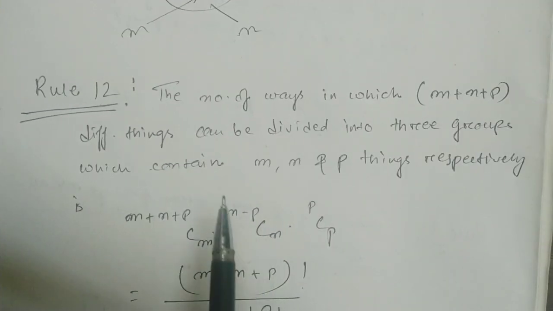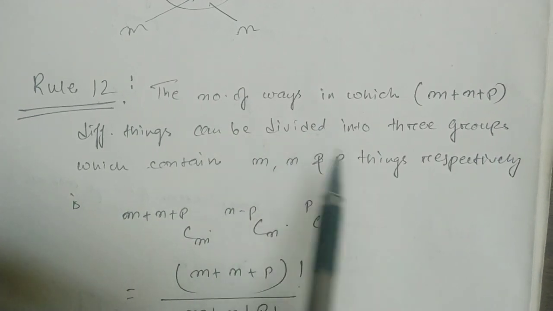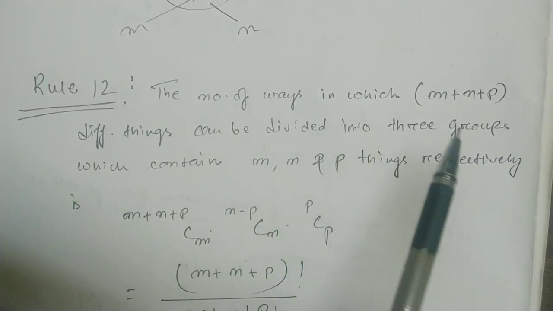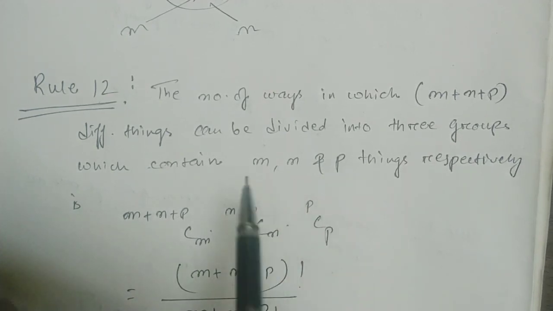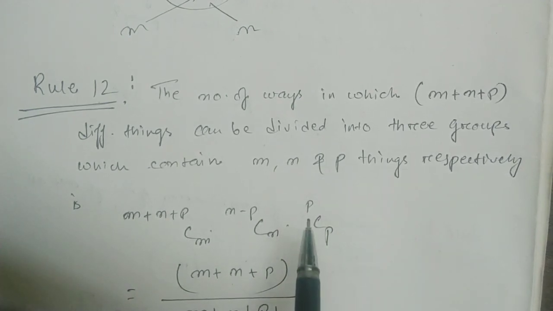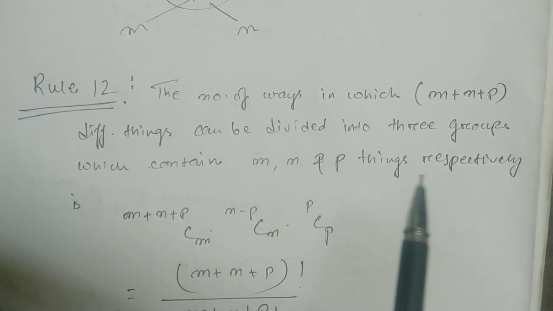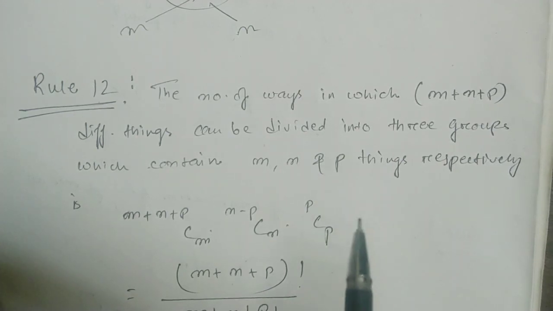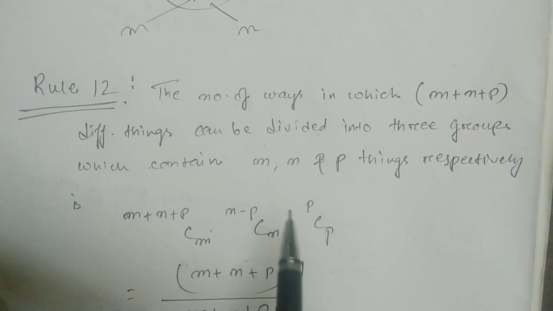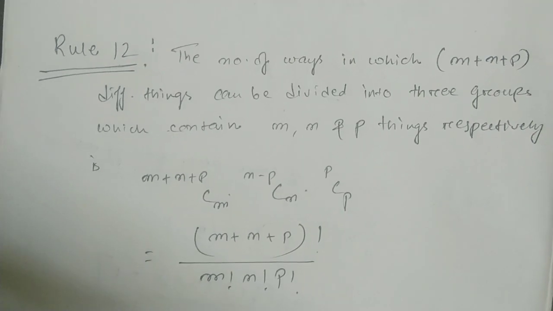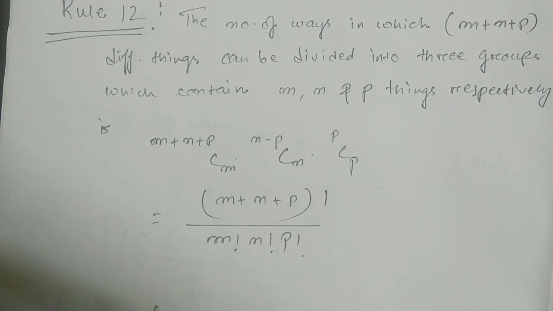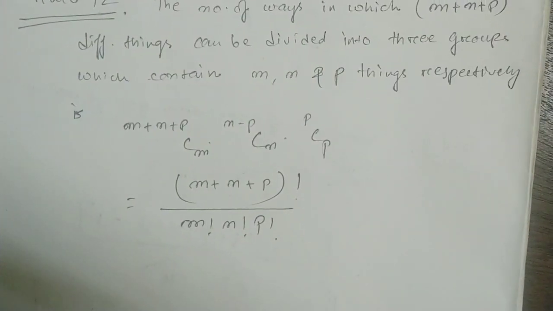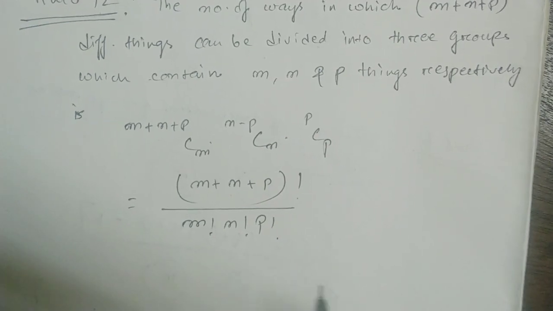Okay, see what it says here: different numbers of ways, obviously combinations, in which m plus n plus p different things can be divided into three groups which contain m, n and p things respectively. That means the m things will be in the m group, the n things in the n group, the p things in the p group. So there are three different groups, which may be arranged according to their attributes, and then this is applied. Okay, this formula, but don't worry, if you practice you will get to understand which formula applies where.